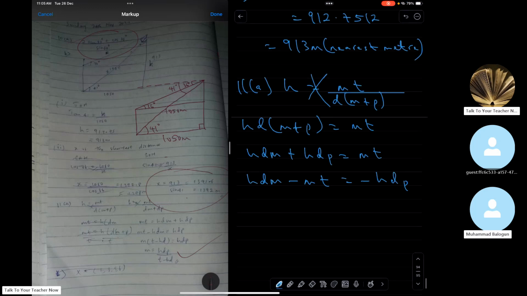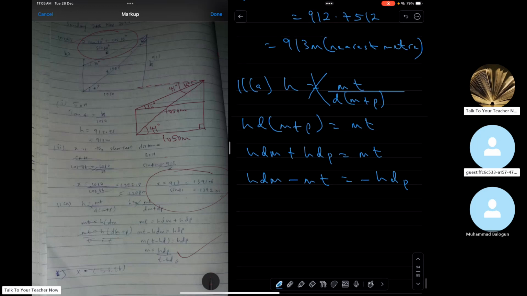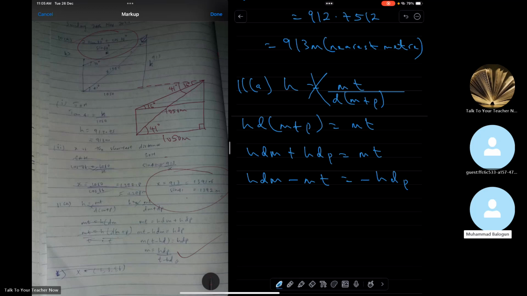We should get the same answer, whether you go my way or your way. ADM plus HDP equals MT. Okay, you took HDM to the left-hand side. ADM, that will now be M into bracket T minus HD equals HDP.